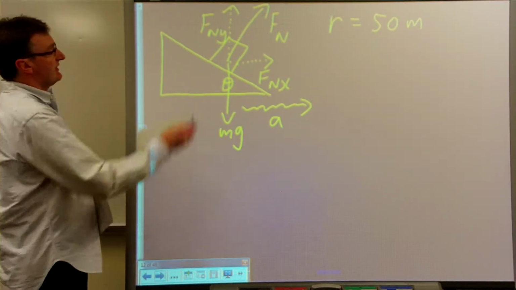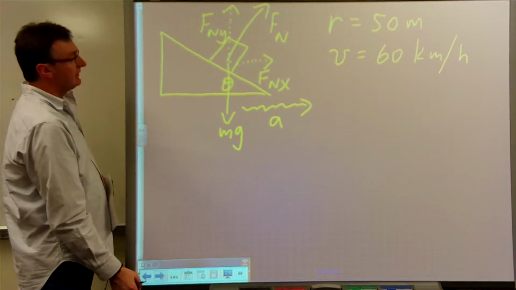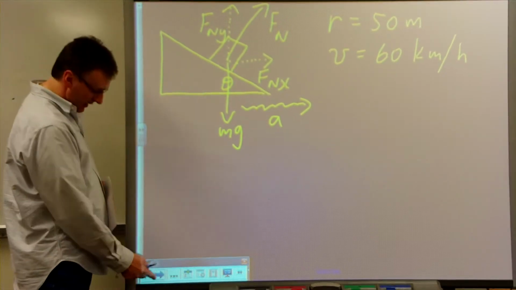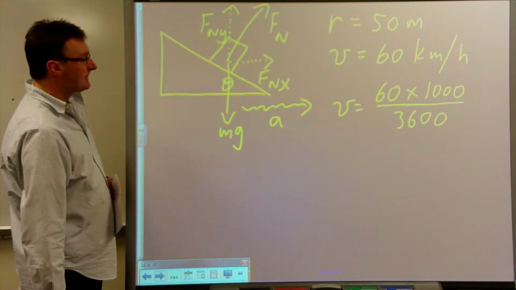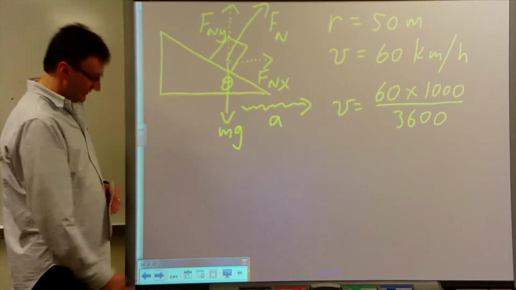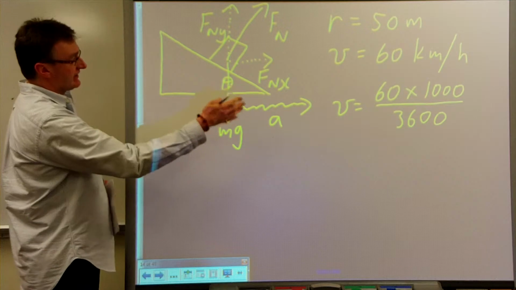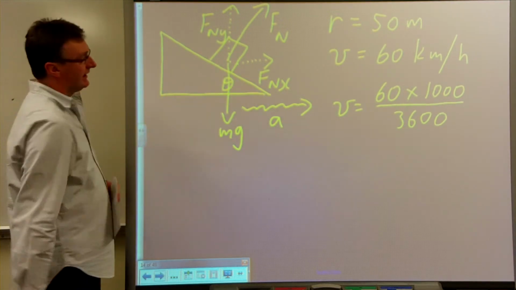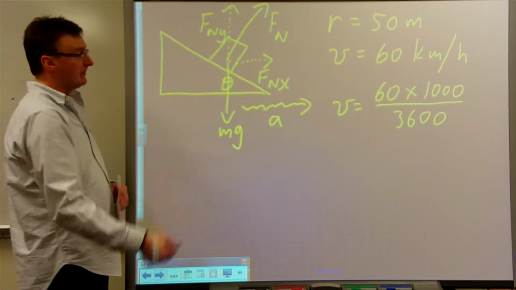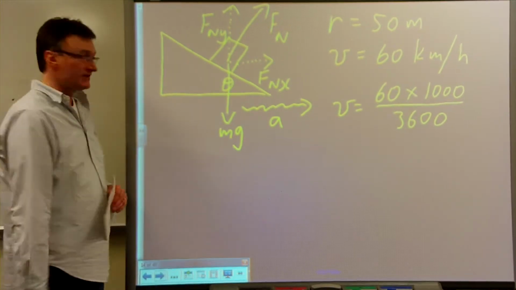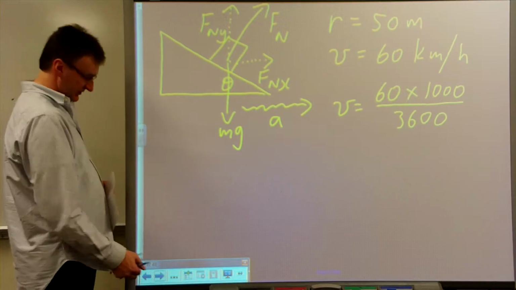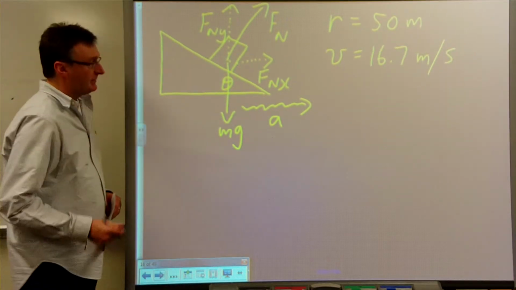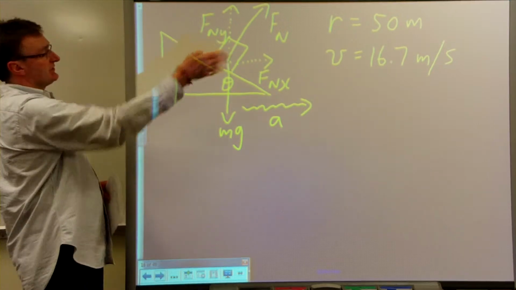So we'll put some numbers on here. The radius of the curve is 50 meters. The speed that we need is 60 kilometers an hour. And so we'll first change that to meters per second. To change 60 kilometers an hour to meters per second, we multiply by 1,000 meters in a kilometer, and then divide by 3,600 seconds in an hour. All right, and we get 16.7 meters per second. So there's our radius, there's our speed.